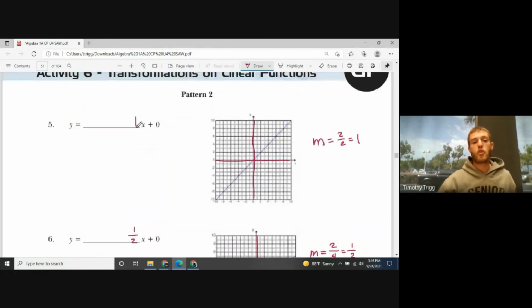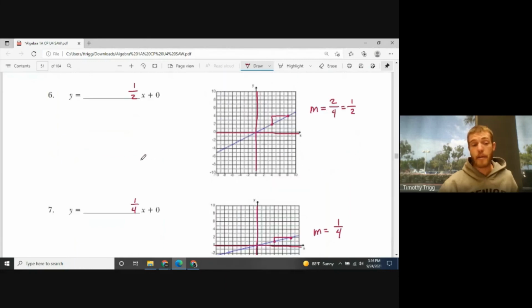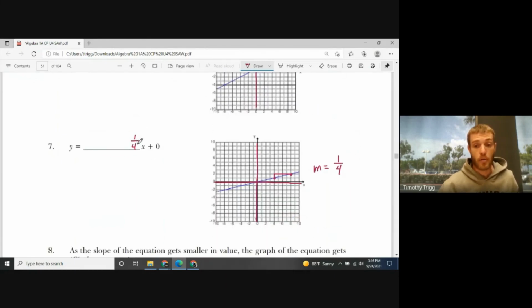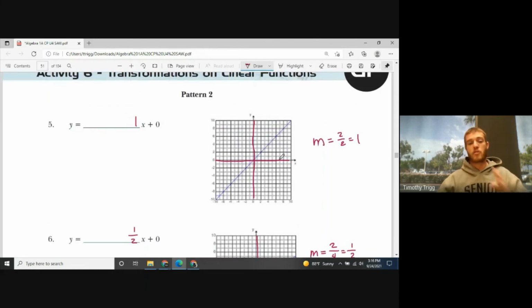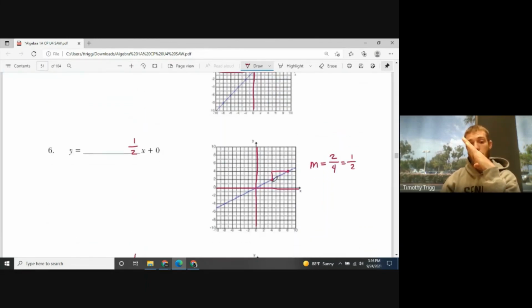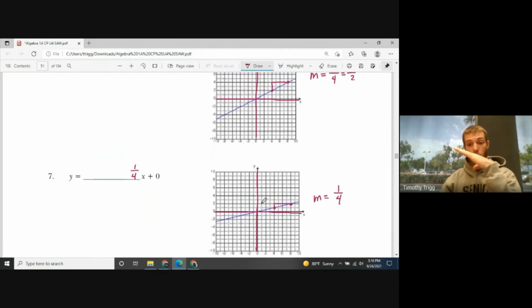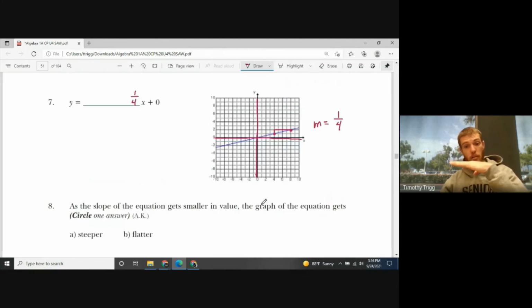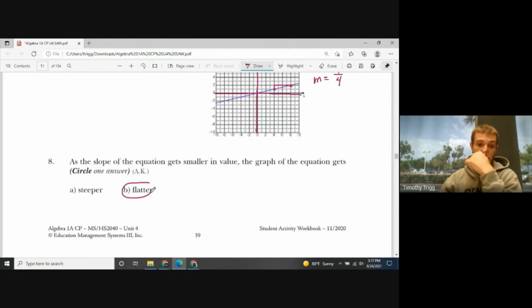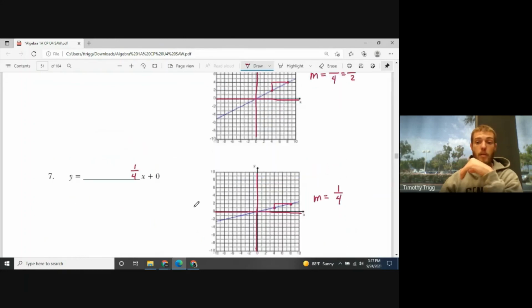Notice the first one had a slope of 1, the next one had a slope of 1/2, and the next one had a slope of 1/4. And notice how steep the lines are. We have the slope of 1. Notice the slope of 1/2 is flatter, right? It's less steep. And then 1/4 is flatter still. So as the slope gets smaller, the function gets flatter. As the slope gets closer and closer to 0, the line gets flatter and flatter and flatter.